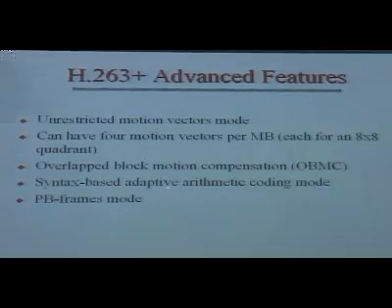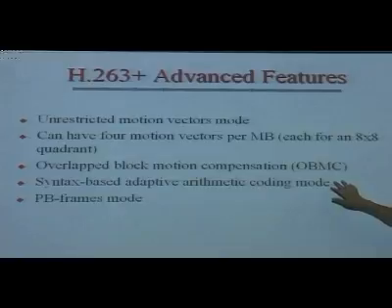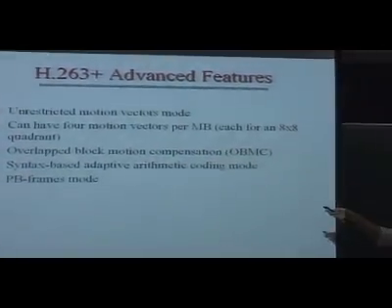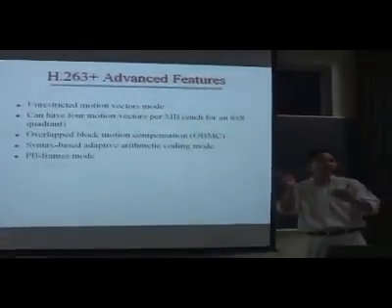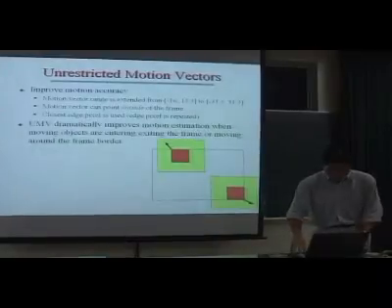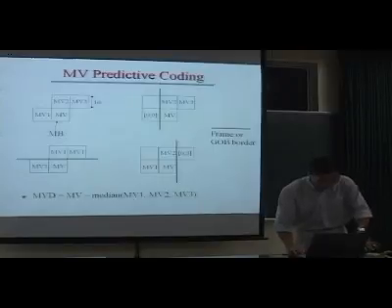It has adaptive arithmetic coding. The type of arithmetic coding that we talked about is the entropy coding engine. That is a significant improvement over Huffman. And then it has the PB frames mode. So in 263 plus, it actually has the capability of doing bi-directional motion estimation and compensation. So I'm going to bypass these.